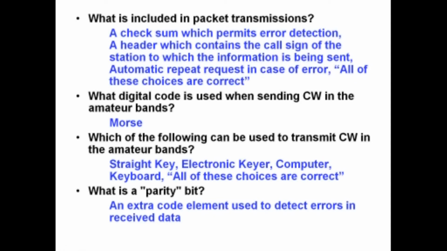Okay, what digital code is used when sending CW in the amateur bands? The code is Morse code, and it is a digital code because it's on and off keying. CW is Morse code. Which of the following can be used to transmit CW in the amateur bands? You can use a straight key, you can use an electronic keyer, you can use a computer keyboard. All of these choices are correct.